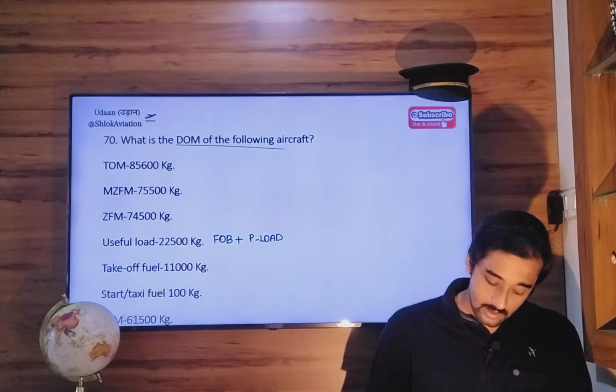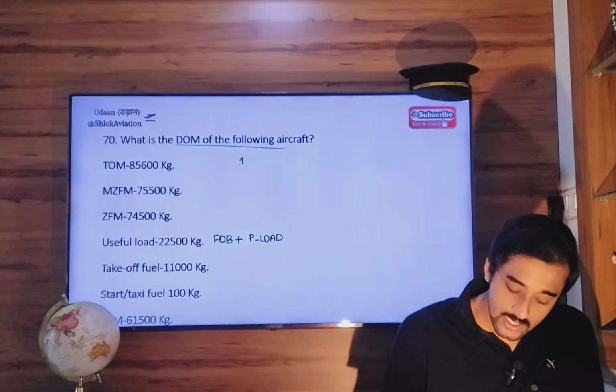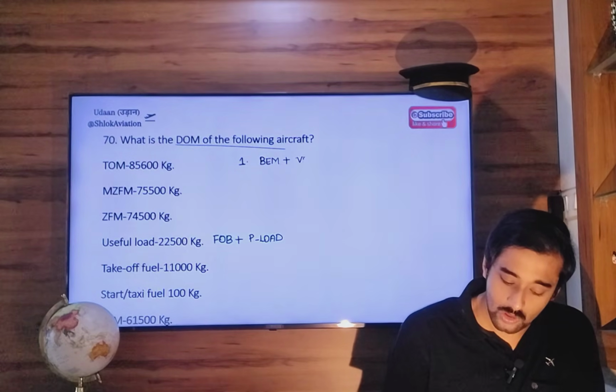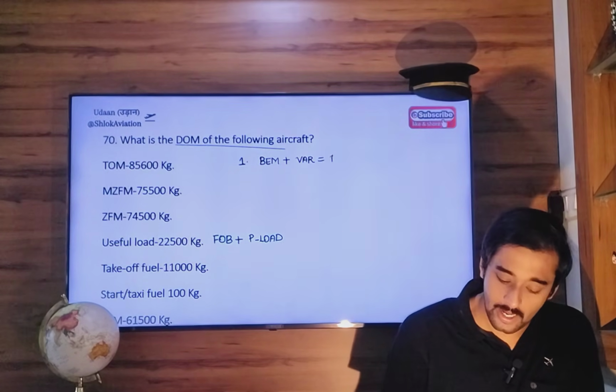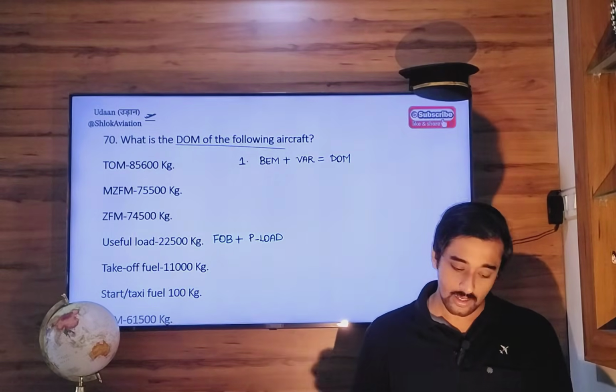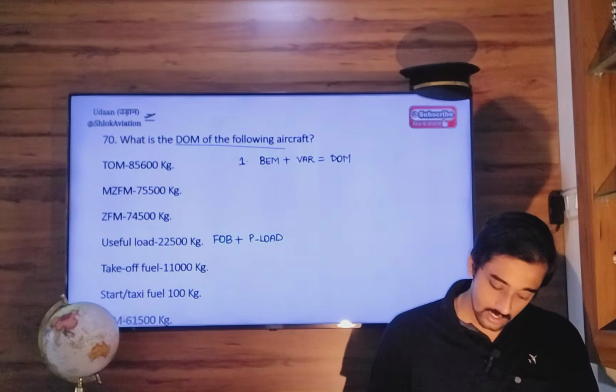So dry operating mass can be calculated in two ways. The first way is the simple formula: basic empty mass plus variable loads equals dry operating mass, right? But we do not have variable loads given in the question, so we cannot use this formula. Now the second formula is the step 1, step 2 formula.